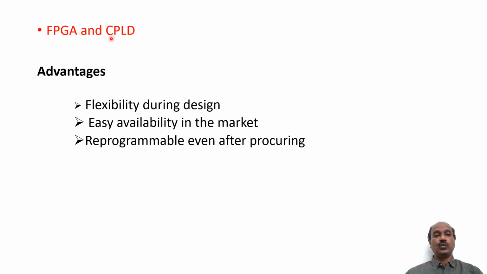For using these two, CPLD or FPGA, suppose you want to use them as a processor in your embedded system. You have to write the program as to how your processor is going to work. You have to write the program for that processor, and put that program in this IC, the CPLD or the FPGA.